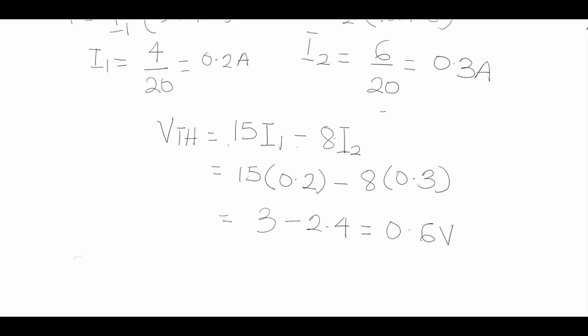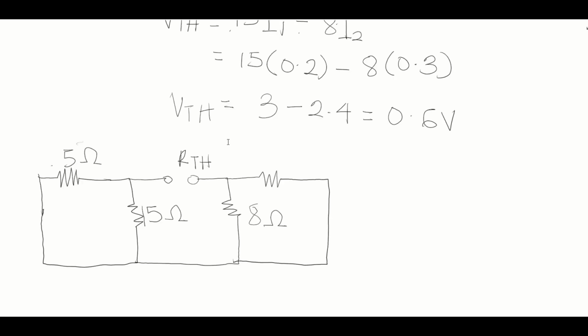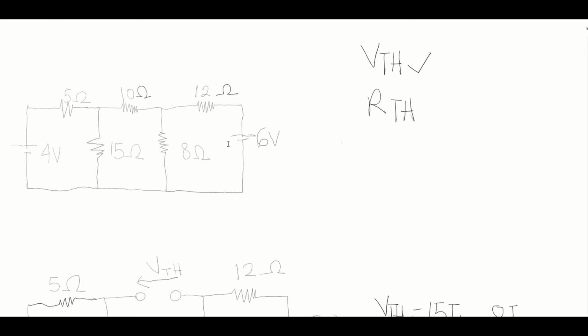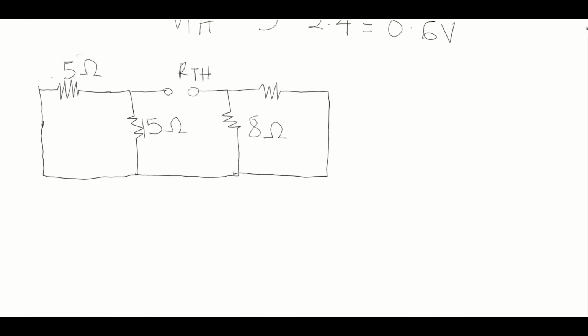With the 0.6 volts as our VTH, we are going to calculate the Thevenin's resistance. To find the RTH, we are going to short circuit all the voltage sources. So we are going to short circuit the 6 volts and then the 4 volts. The resulting circuit is going to look like this.